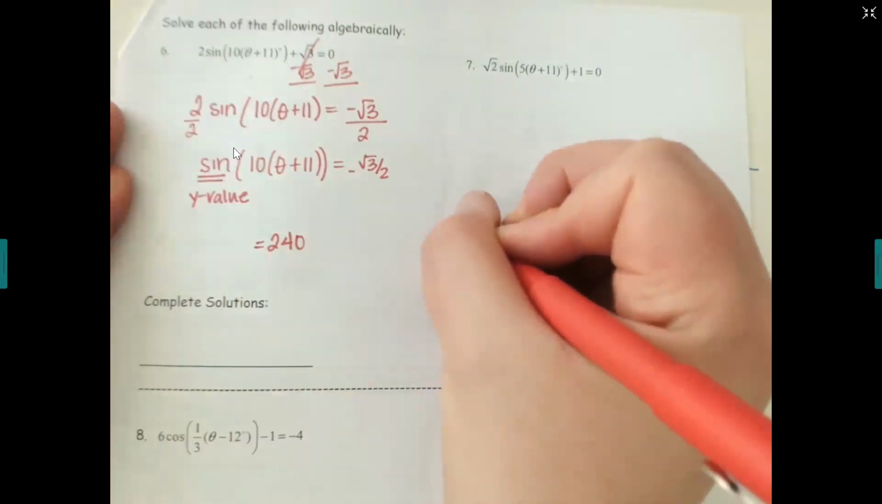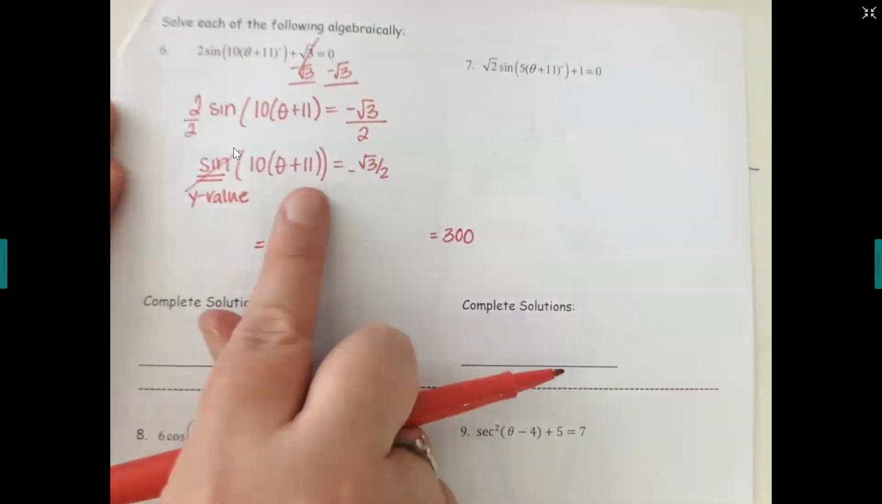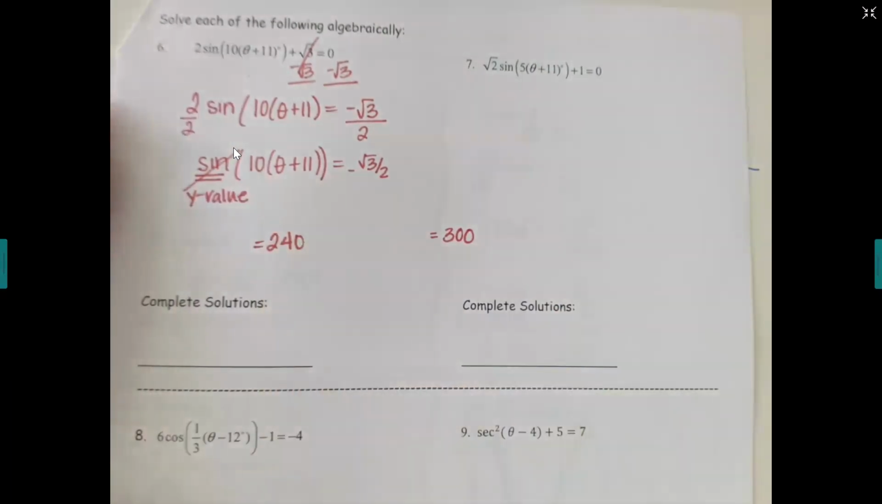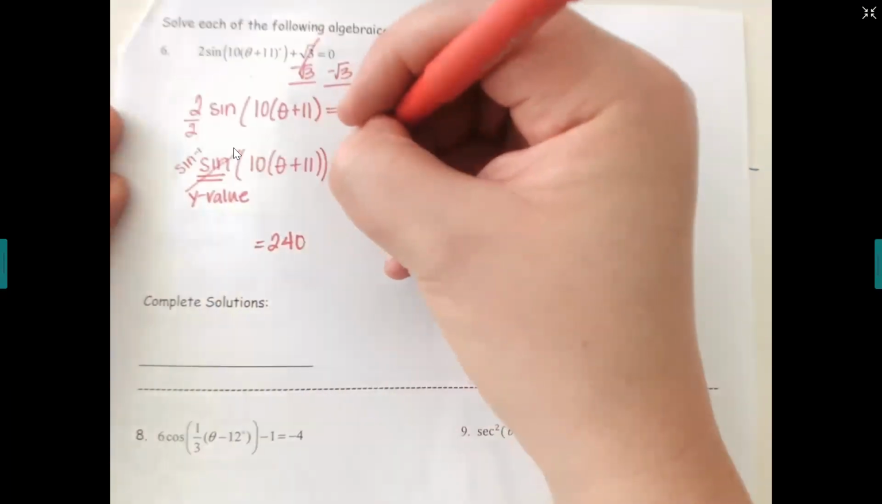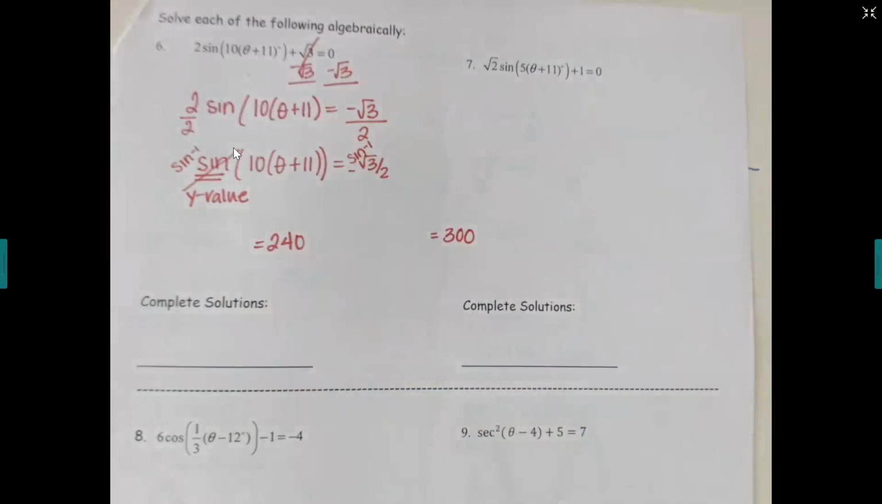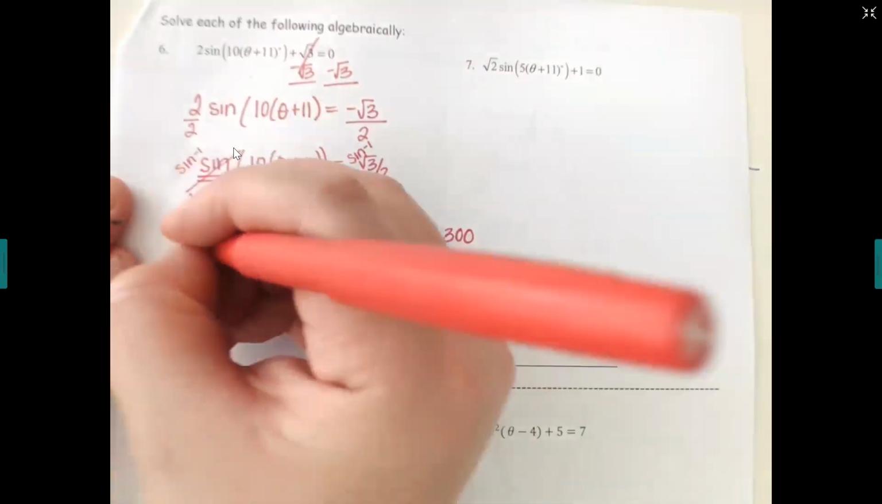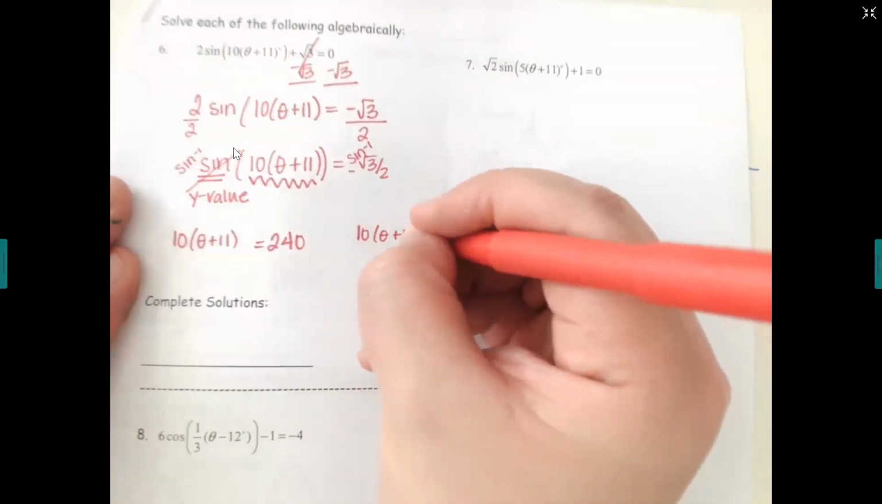And 300 here. But then remember, that only crosses out the sine part. You still have to keep solving. Why does it cross it out? I'm just crossing out because really you're doing an inverse sine and I'm just not writing it. You know, the sine to the -1. So that's technically what you're doing on both sides. But since we're doing it with the unit circle instead of the calculator, you don't have to put it, but that is what you're doing to get rid of it. So then I'm gonna keep all that middle stuff equal to those 2 values. So 10 theta plus 11 equal to 240. And 10 theta plus 11 equal to 300.